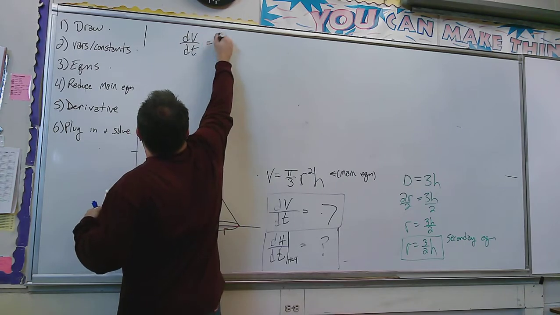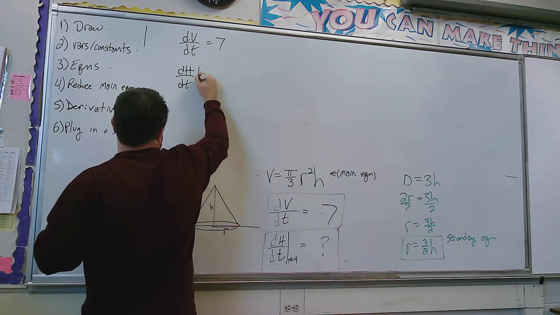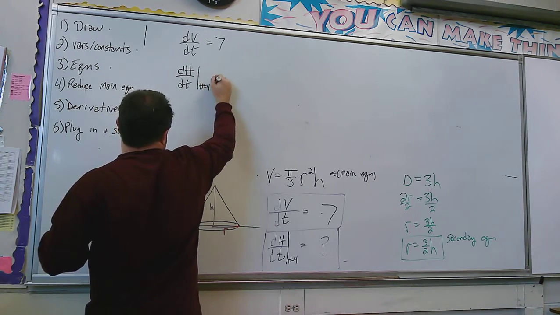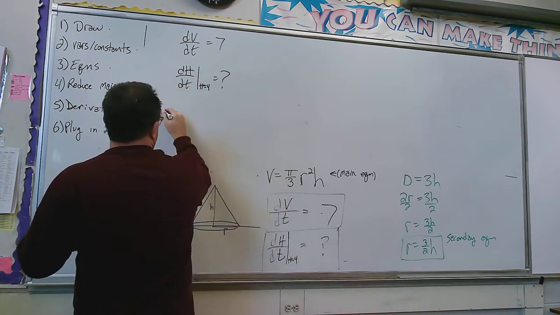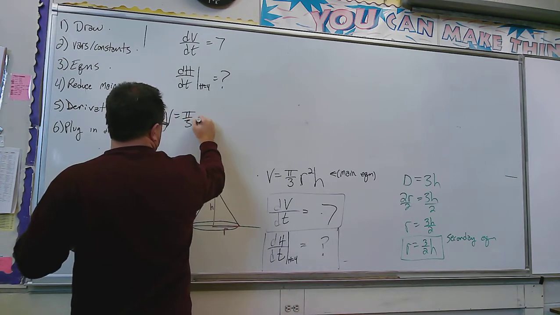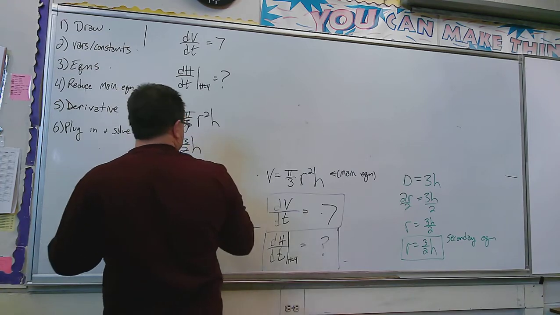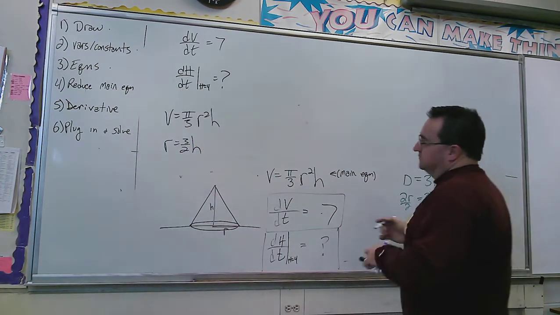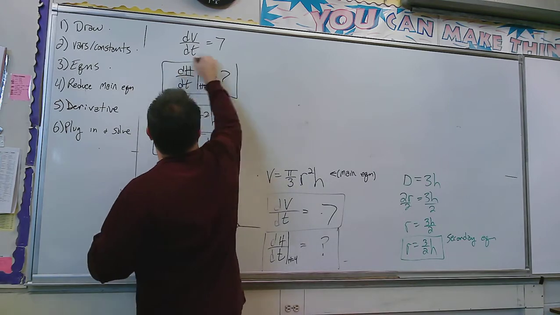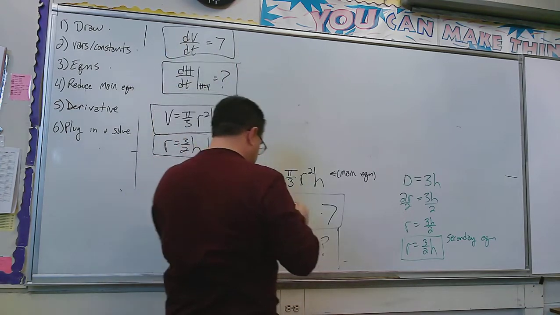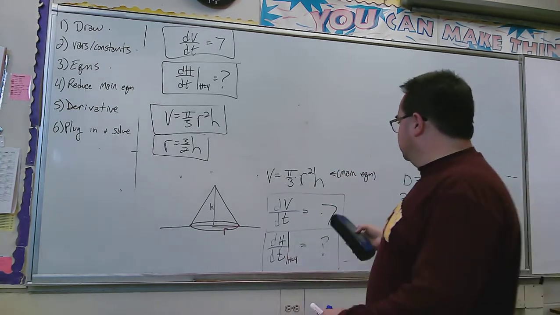dV/dt is 7. dH/dt is what we're looking for when the height is 4. And our equations are V equals pi over 3 r squared h, and r equals 3 halves h. So that's all the pertinent information we extracted from the words. So how do I pull this all together and answer that question?